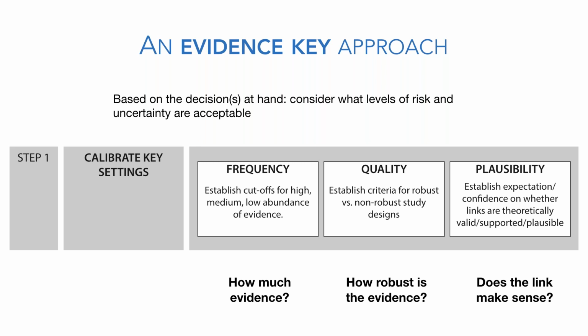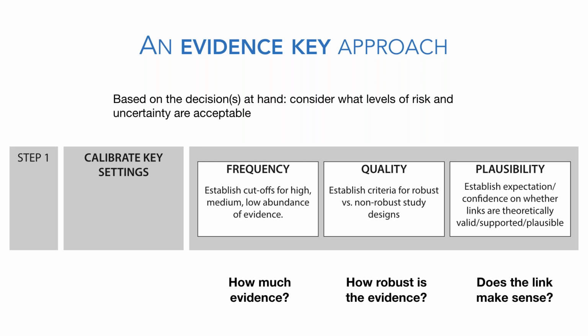In the first step, the user has to calibrate the key based on the decision at hand. In other words, individual users need to consider what levels of risk and uncertainty are acceptable to inform their decision. Here there are 3 areas for calibration. First, users have to decide how much evidence is required, so establishing cutoffs for what's considered to be high, medium, and low abundances of information.